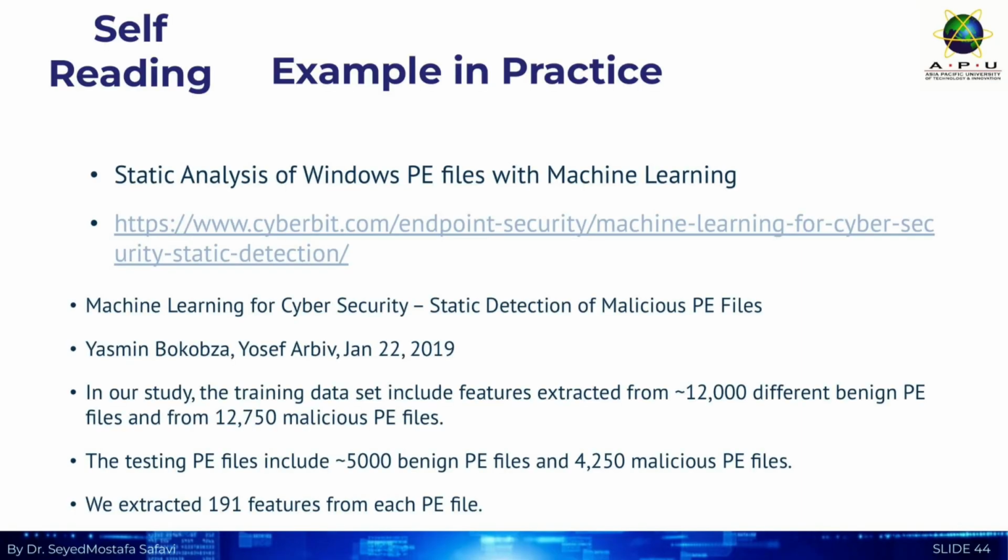Here's a real-world example of this in practice from Cyberbit. They built a model to detect malicious PE files. Notice the scale of the data: around 12,000 benign and around 12,750 malicious files for training. From all that data, they extracted a massive 191 features per file. This shows you the complexity of the feature space.